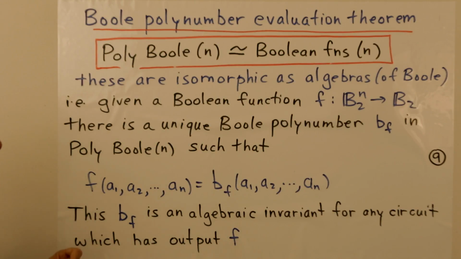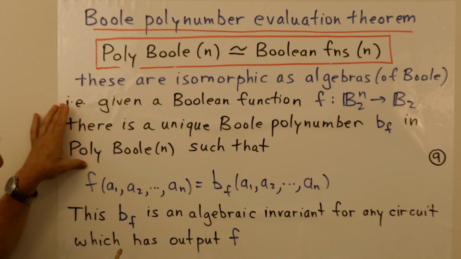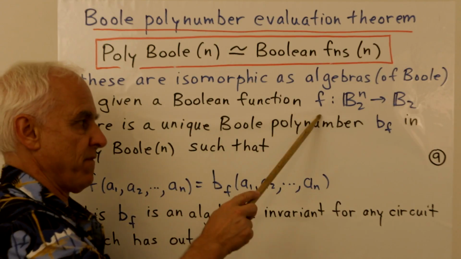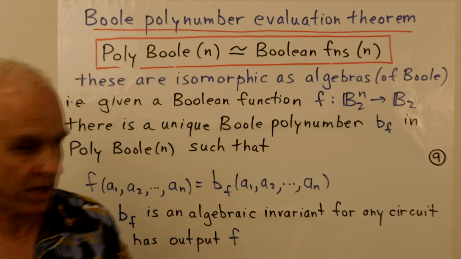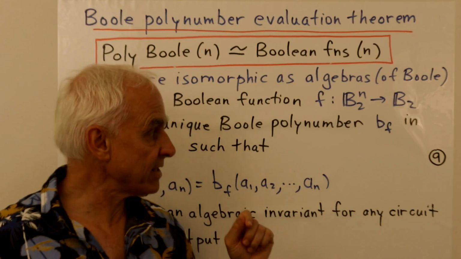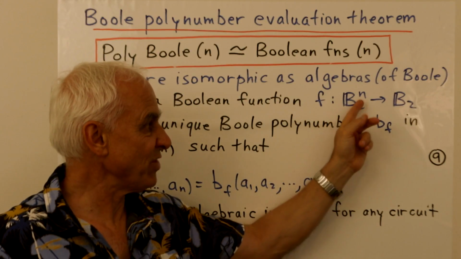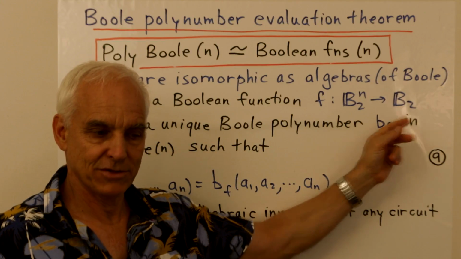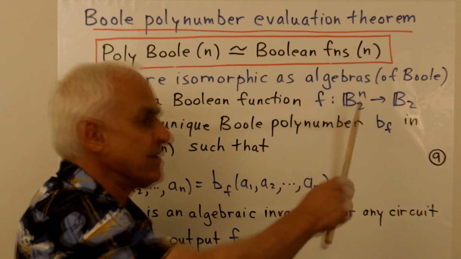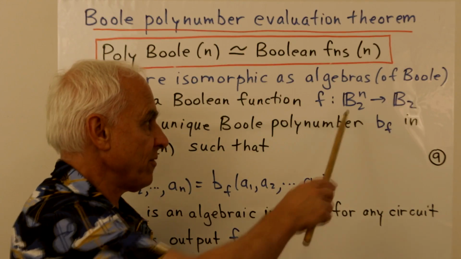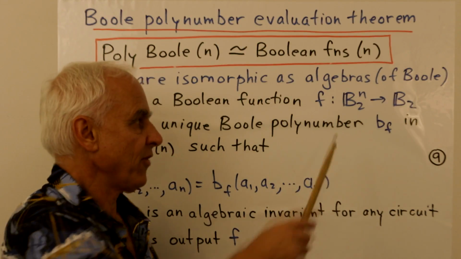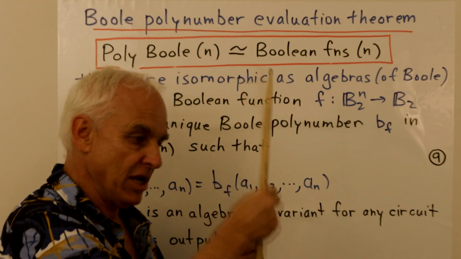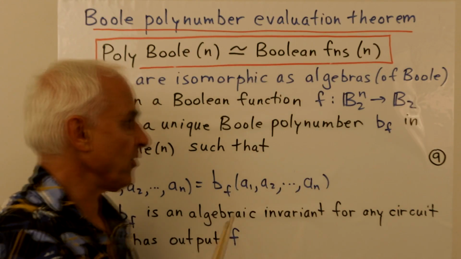So it means, at least at first, that if we're given a Boolean function f, I remind you what a Boolean function is. It's a function that takes b2 to the n to b2. Okay, so it's a function on n tuples of zeros and ones. This is the Boole algebra. It's a function from the Boole algebra, assigning each element of the Boole algebra to either a 0 or 1.